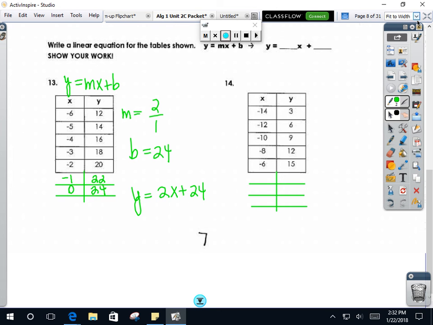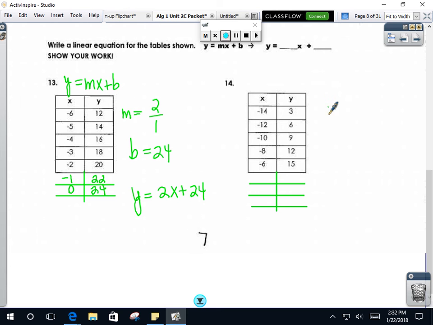Okay, now let's look at number 14. Is there a pattern? What is the rise? 3. What is the run? Right. The y's are increasing by 3. The x's are increasing by 2. So 3 over 2. The rise is increasing by 3. The run is increasing by 2.